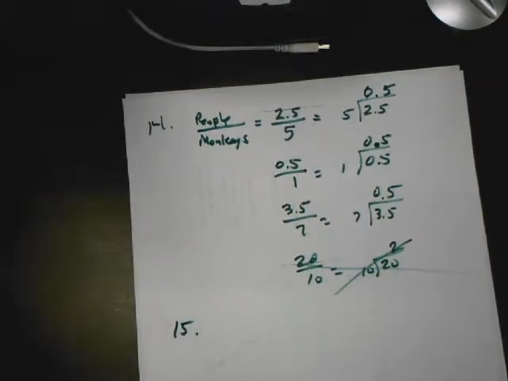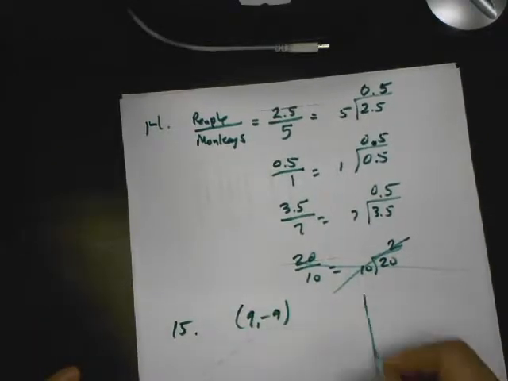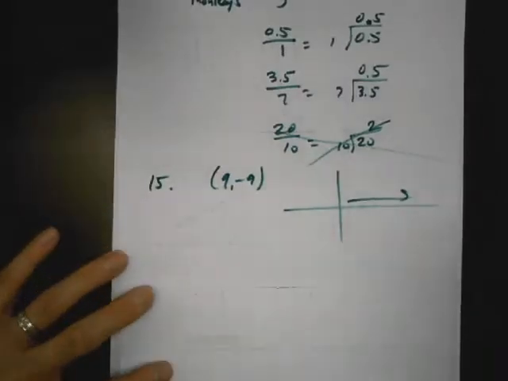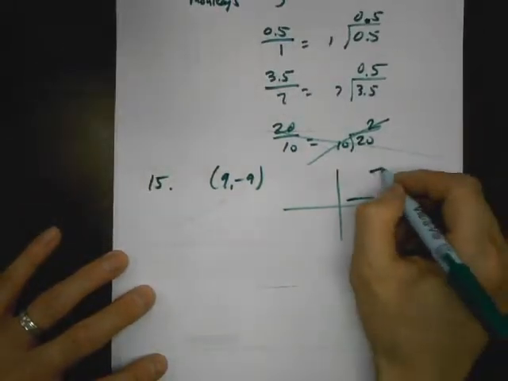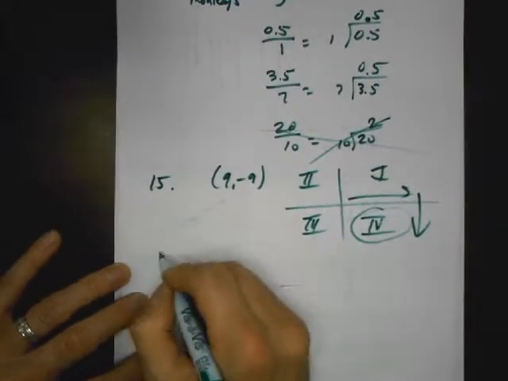Number 15. Which quadrant is 9, negative 9 in? Well, 9, negative 9 goes positive. We go side to side first, right? And then negative. Then we go up and down. So it's down here. If it goes quadrant 1, 2, 3, and 4, that's quadrant 4.